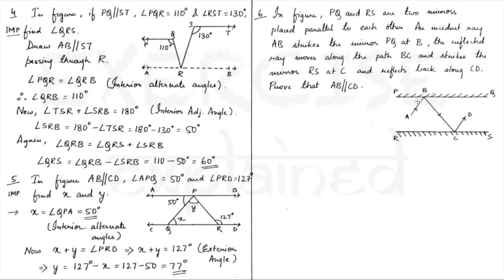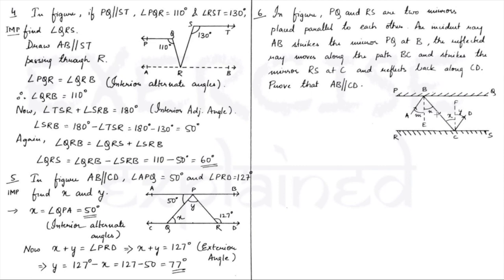For proving it parallel, we'll try and prove that angle ABC is equal to angle BCD. If we can prove that, we can say that these two are interior alternate angles and thus AB is parallel to CD. So we need to do a bit of construction here. So you can see I have done a bit of construction. What I have done over here is at B, I've made a perpendicular. So BE is the perpendicular and the angular bisector here. So BE is perpendicular to PQ and I have drawn CF, that is perpendicular to RS.